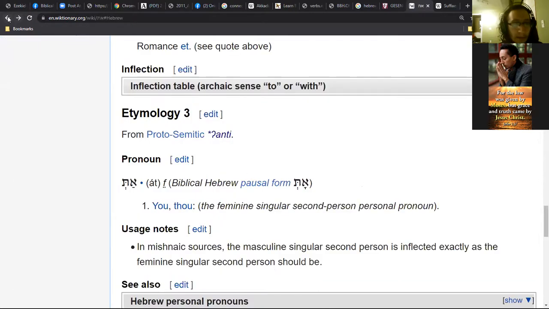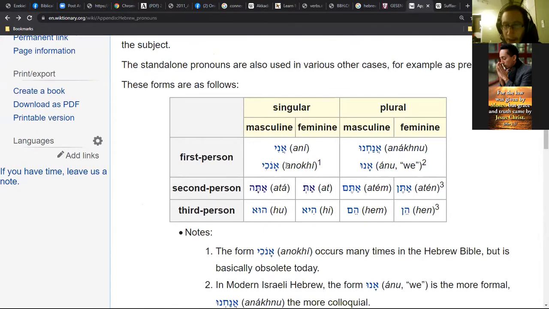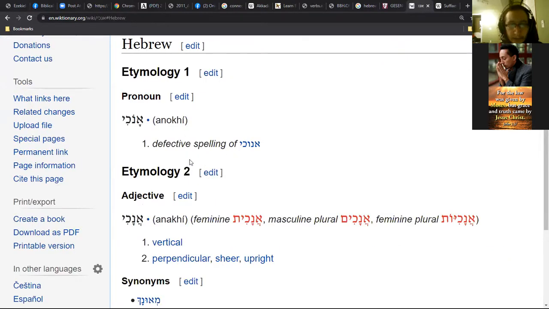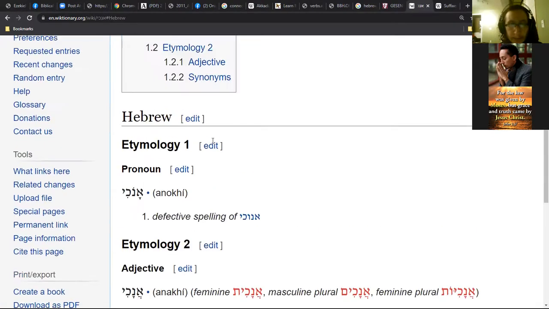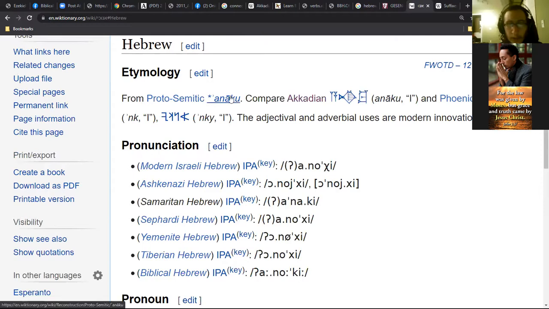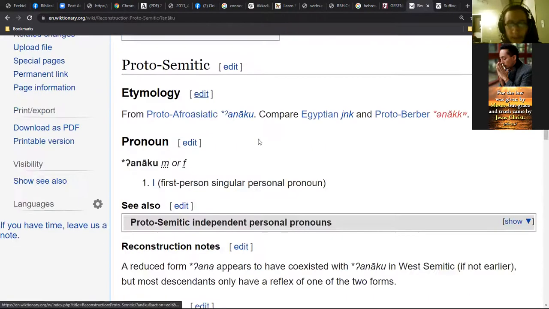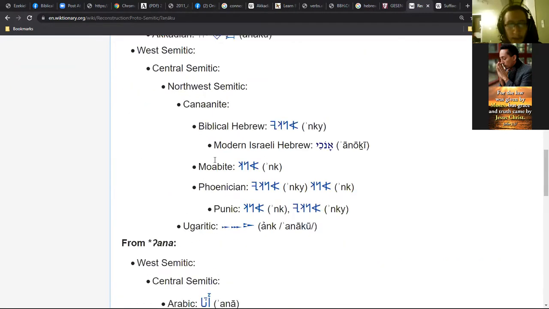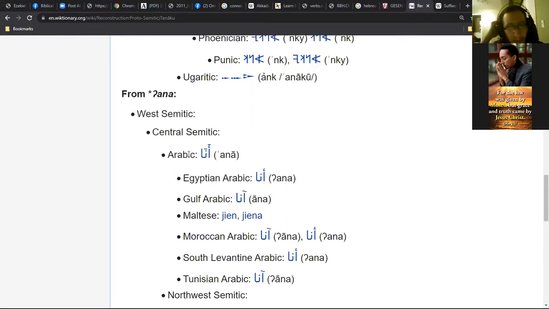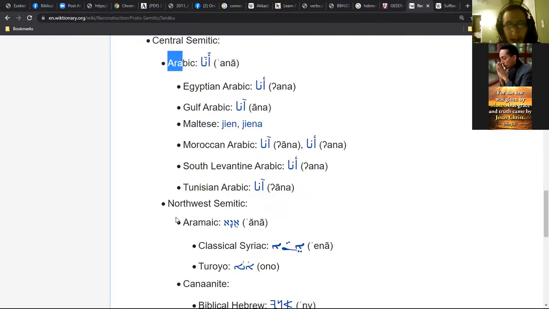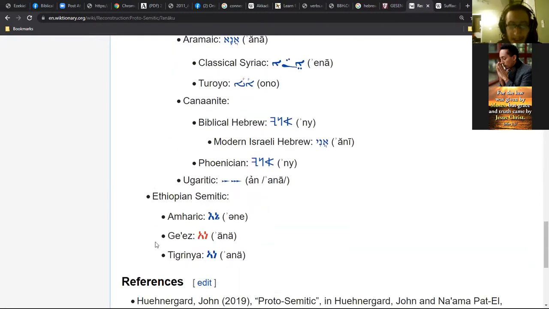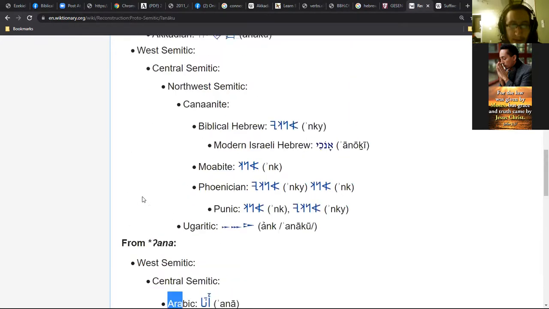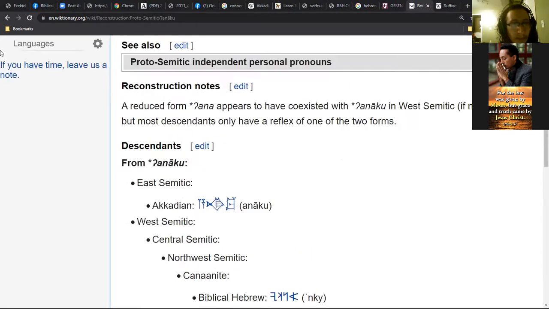And then we have, let's see what we got here. So we go to Anahu. And we have Kirian Anahu. Arabic. Oh, Arabic. Remember I told you guys that it becomes Ani? Well, Arabic has Ani, Aramaic Ani or Ana, and Ethiopian has Ana, but Hebrew and Akkadian are the only ones that preserve the original Anahu or Ana.